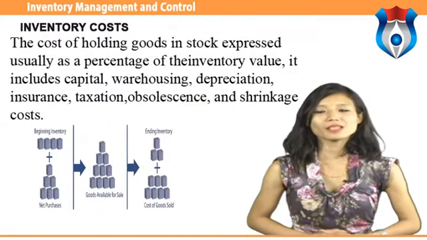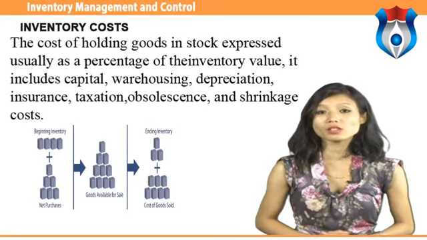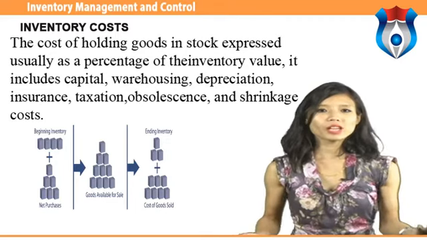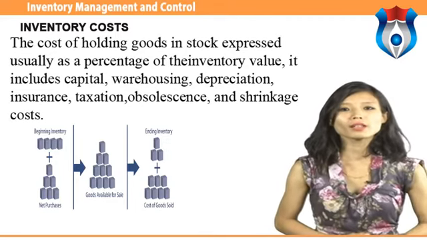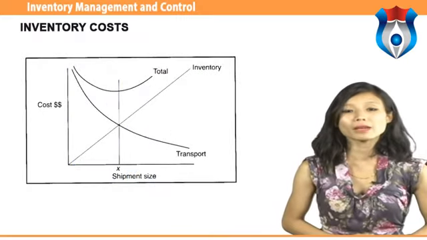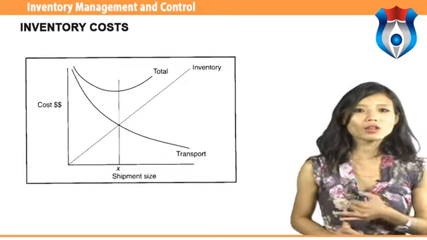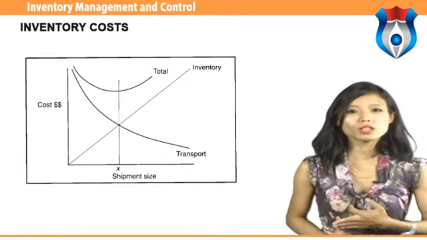Now we will discuss the inventory cost. The cost of holding goods in stock, expressed usually as a percentage of the inventory value. It includes capital, warehousing, depreciation, insurance, taxation, obsolescence and shrinkage costs. Inventory costs are basically categorized into 3 headings: ordering costs, carrying costs, and stock out costs or cost of replenishment.